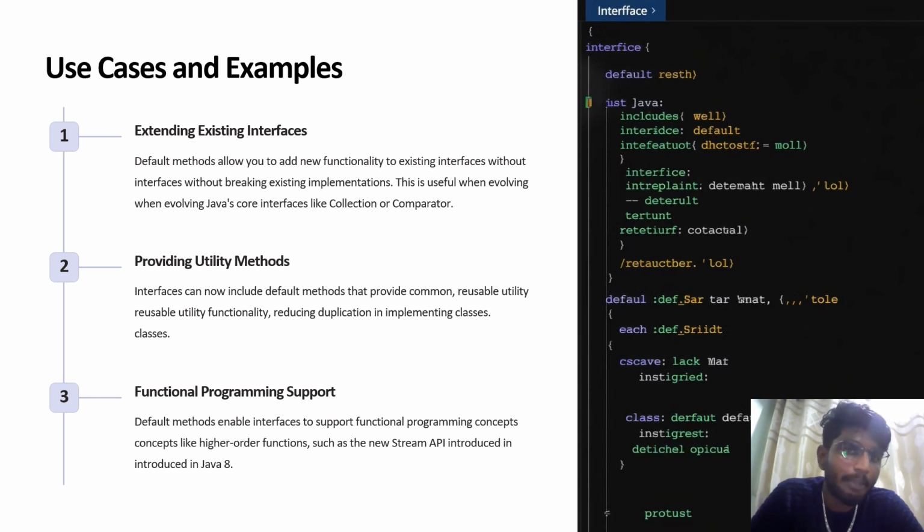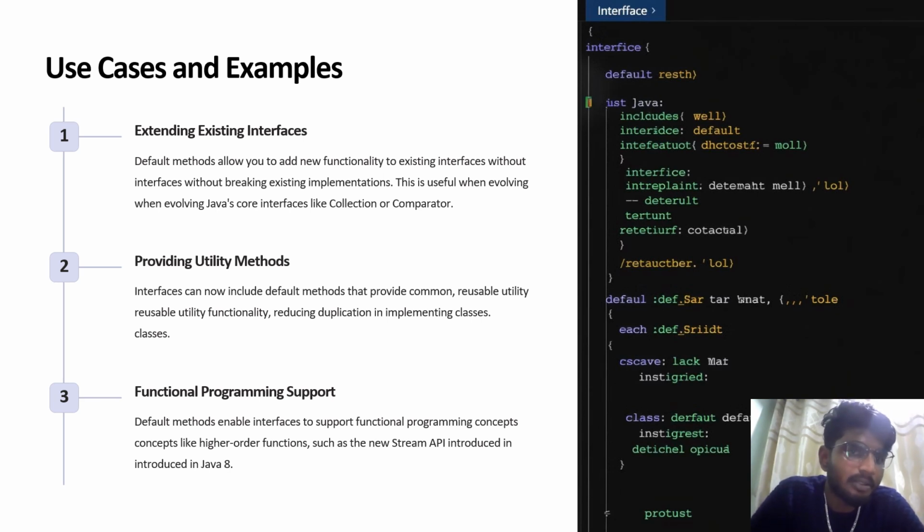Use cases and examples. Extending existing interfaces, providing utility methods, and functional programming support are use cases and examples. Extending existing interfaces: default methods allow you to add new functionality to existing interfaces without breaking existing implementations. This is useful for evolving Java's core interfaces like Collection or Comparator.